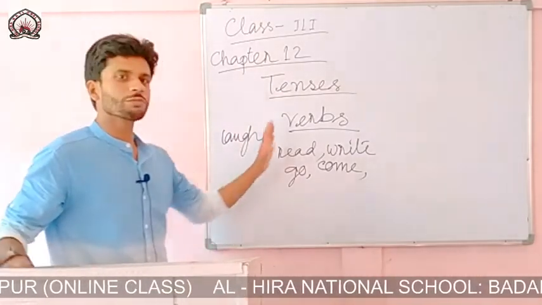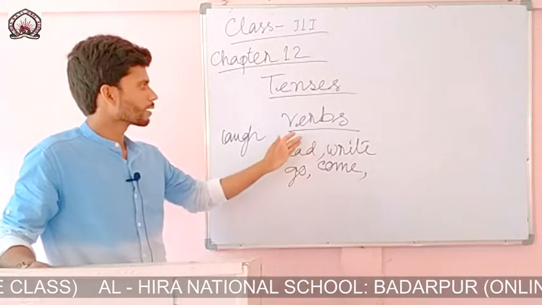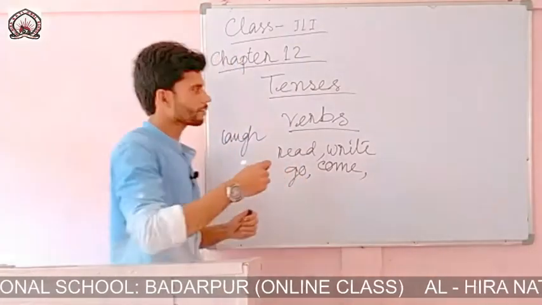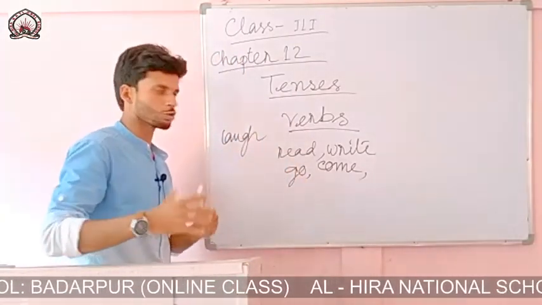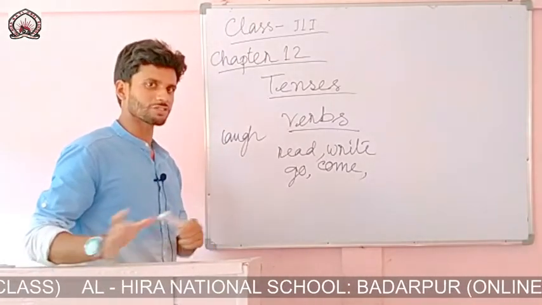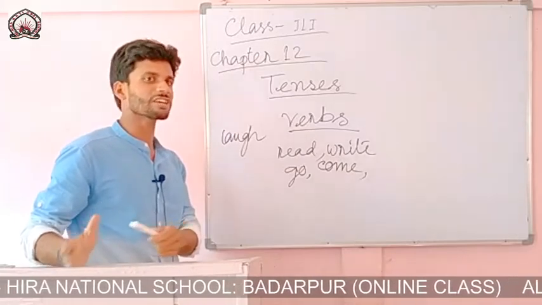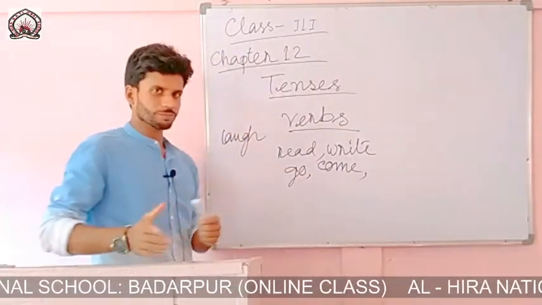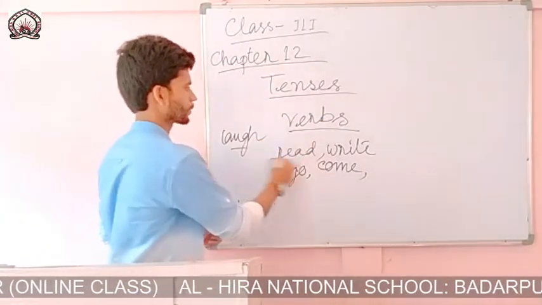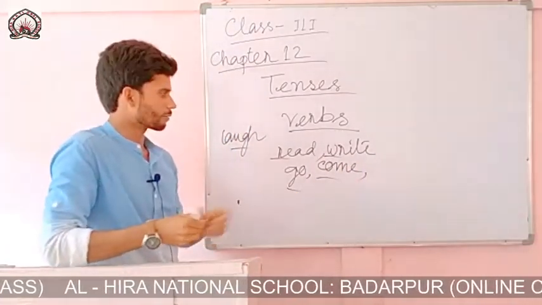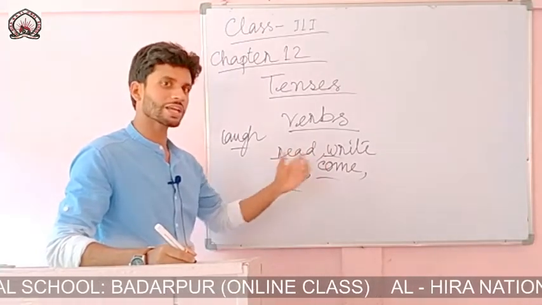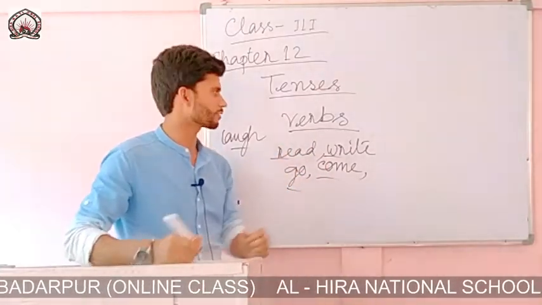Come and write, again these words mean to do something. So what do we mean by tense? The tense of a verb tells us or shows us when an action is done or when an action takes place. This is what we understand by tense. Tense of a verb, these are verbs, and the tense of a verb tells us when an action is done or when an action takes place.